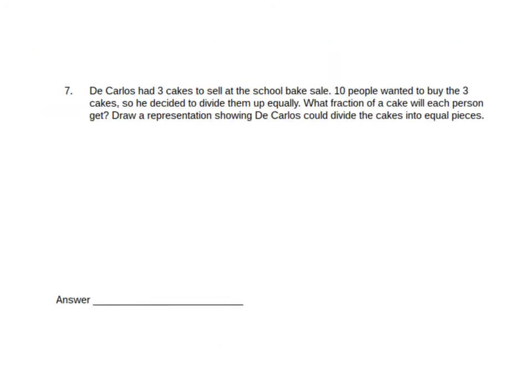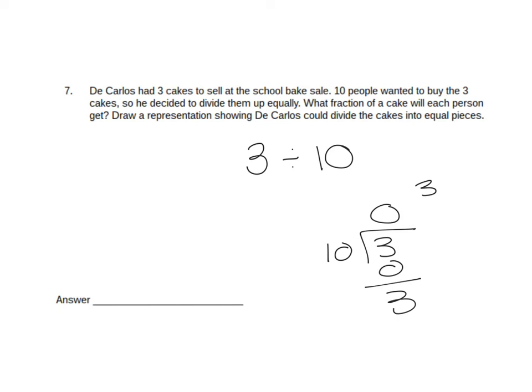DeCarlos had 3 cakes to sell at the school bake sale. 10 people wanted to buy the 3 cakes, so he decided to divide them up equally. What fraction of a cake will each person get? Draw a representation showing how DeCarlos could divide the cakes into equal pieces. So he has 3 whole cakes, and he wants to split it or divide it by 10 people. So 3 divided by 10 is going to give us our answer. Now 10 can't go into 3 0 times, and I get 3 out of 10. So my answer is going to be 3/10 of a cake, okay?